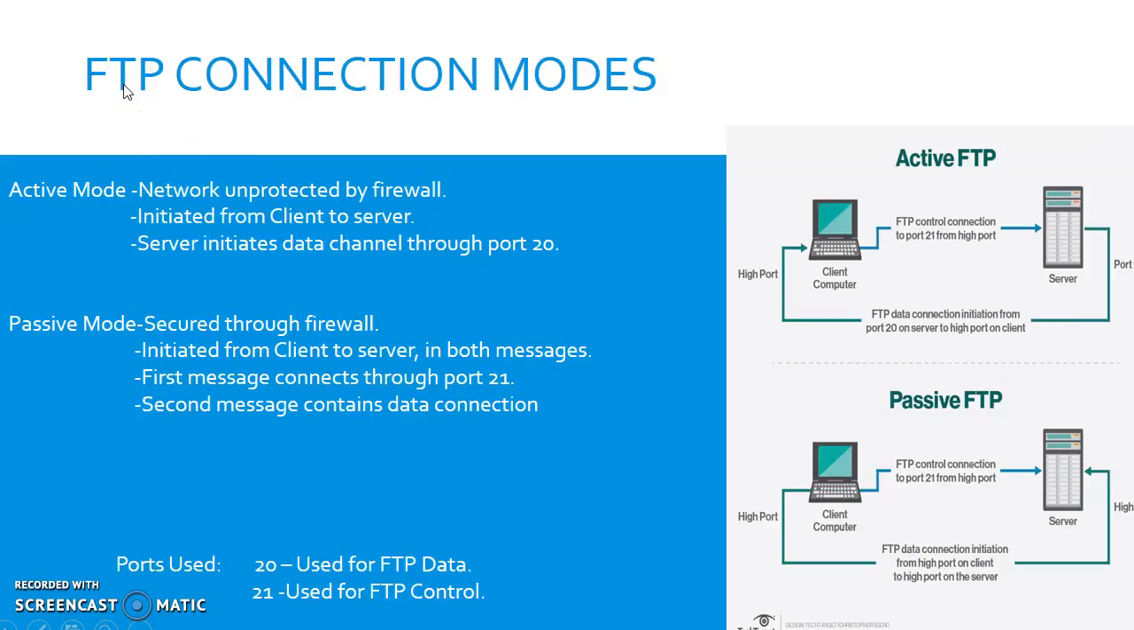FTP connection modes. The first attempt that the computer will try to make is the active mode. If the server is not being protected by a firewall, then the server will attempt to set up a connection to the listening computer. The server will initiate a data channel through port 20, which is the FTP server data port. If the connection is blocked because of a firewall or some other security measure, then the computer will attempt to connect in passive mode.